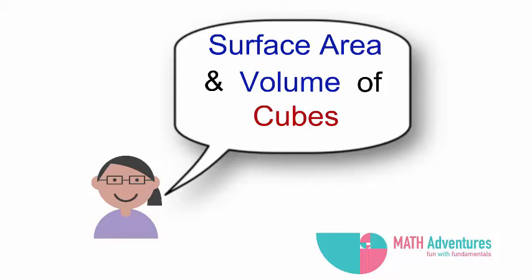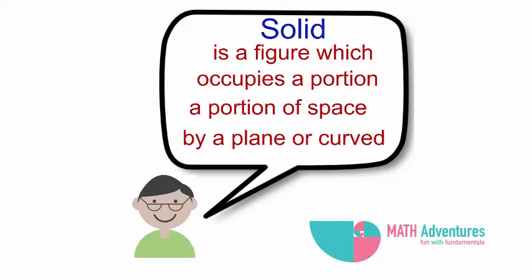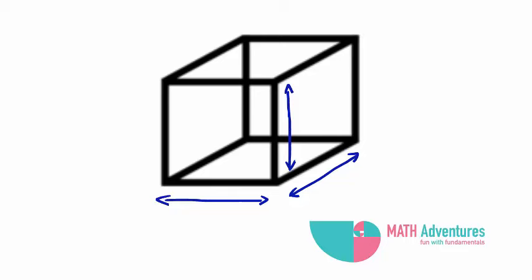What is a solid? A figure which occupies a portion of space enclosed by plane or curved surface is called a solid. A solid has three dimensions: length, breadth and height. In a cube, the length, breadth and height are equal.